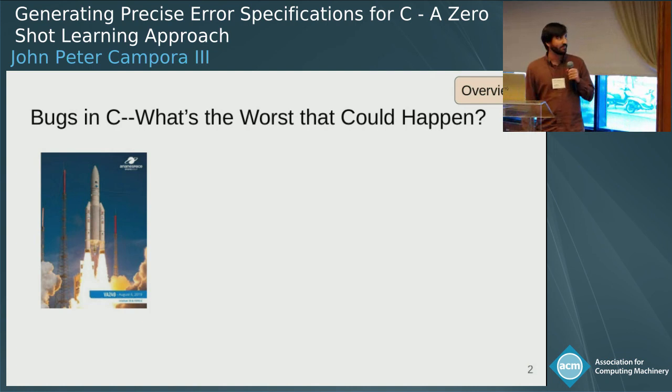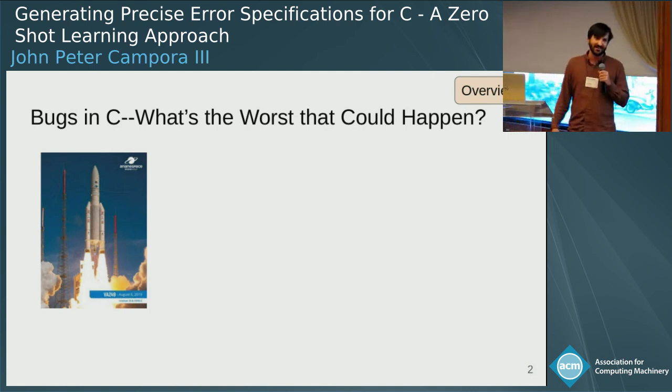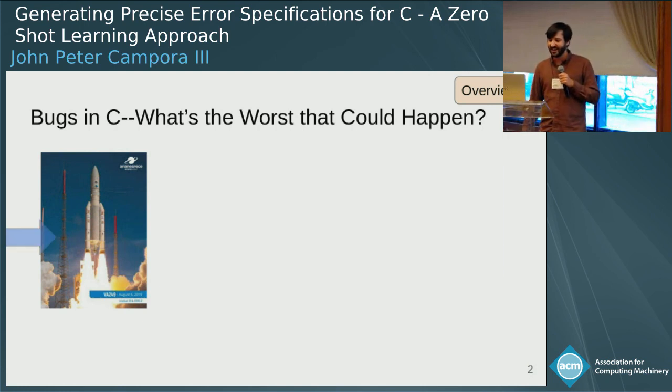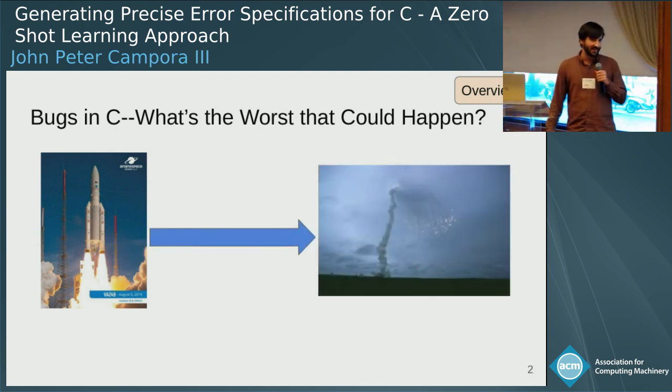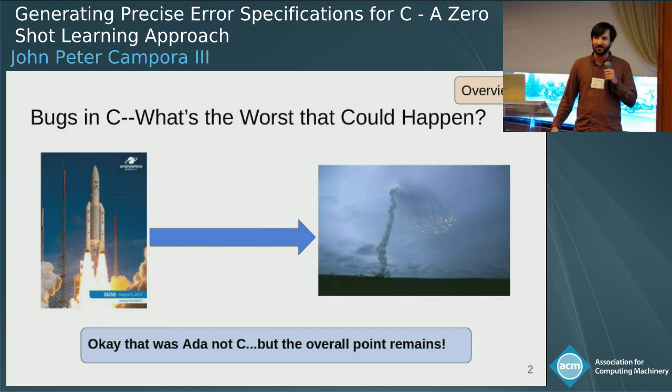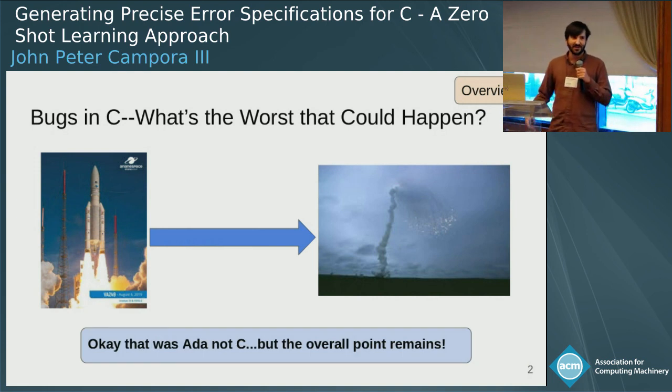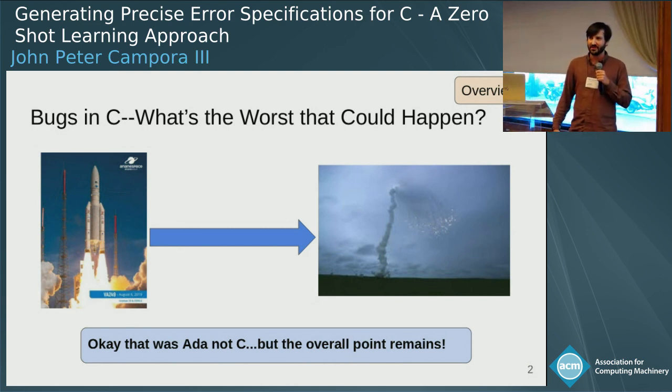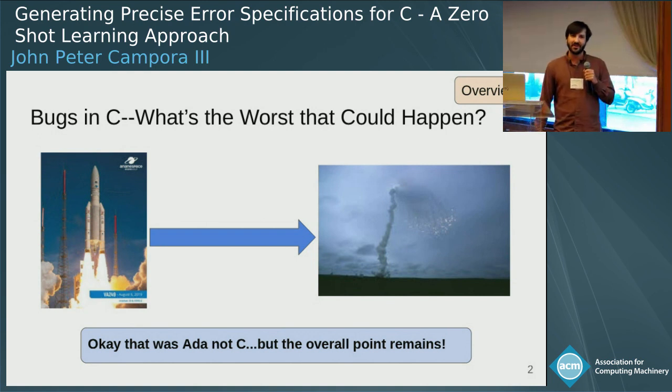Anyway, so bugs in C, what's the worst that can happen, right? So I'm running an embedded software system for a rocket, and all of a sudden I have an integer overflow error and the rocket's blowing up, and you might think, all right, well, that was an Ada program, and it wasn't really due to specifically the semantics. But the overall point remains. We write a lot of critical software in C, and bugs are extremely costly. So we want to make sure that we're not having bugs, especially ones that are very avoidable.